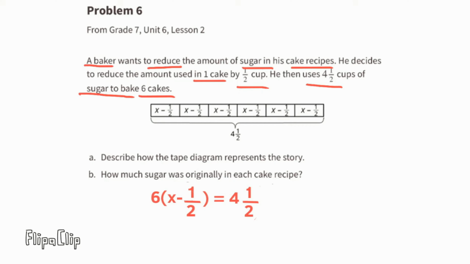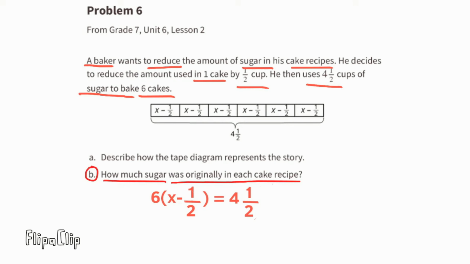The x in the tape diagram and the x in my equation represent each cake. The minus 1/2 represents removing 1/2 cup of sugar from that cake. The 4.5 represents the total of cups of sugar used to make all 6 cakes. B. How much sugar was originally used in each cake recipe?